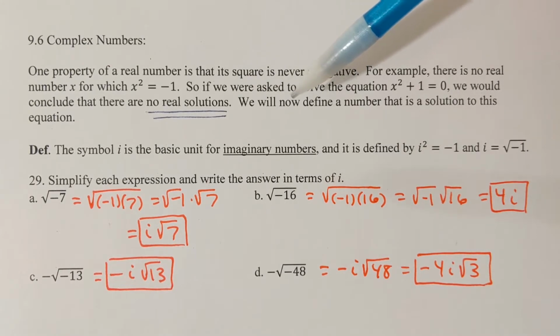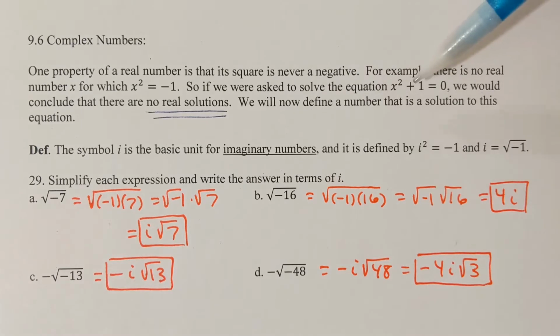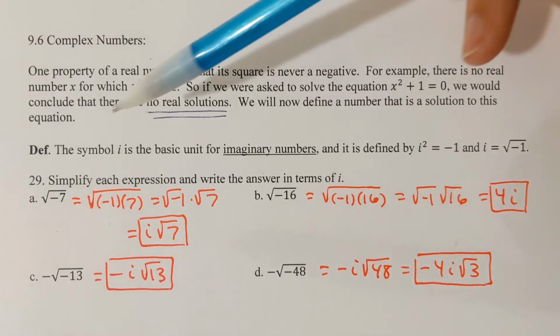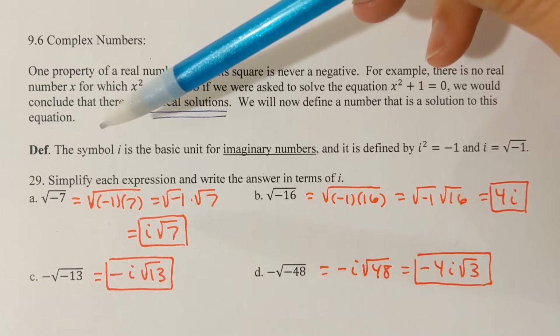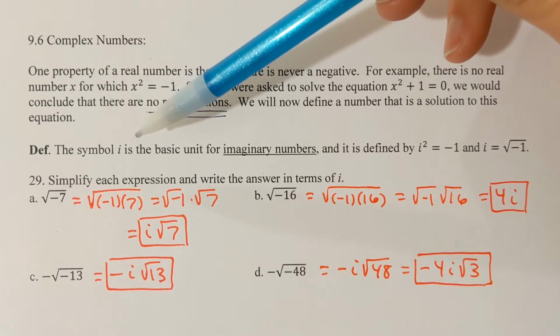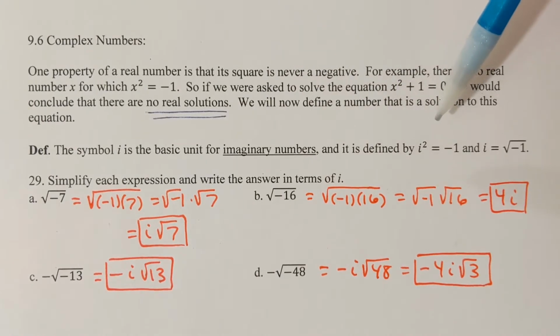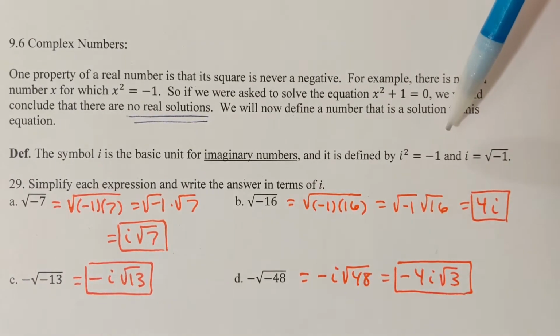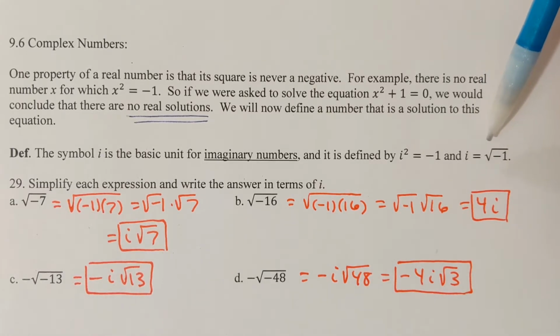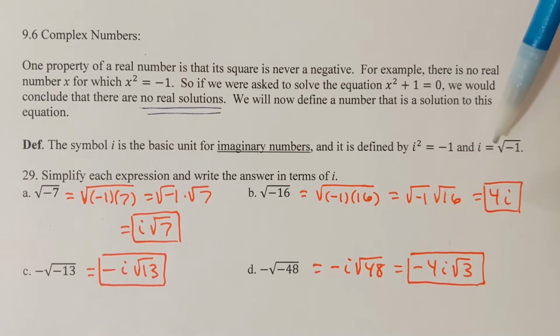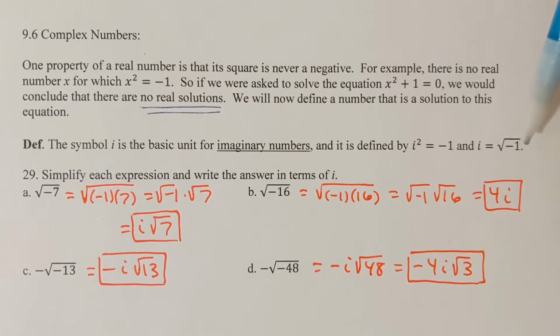Now, what we're going to do next is define a number that is a solution to that equation. Okay, here it is. Definition: the symbol I is the basic unit for what's called imaginary numbers, and it is defined by I squared equals -1. And I is defined to be the square root of -1. Okay. Earlier in the chapter, we talked about the square root of a negative, how that cannot be a real number, and that's true. But we're going to get more clarity on that now. We're going to talk about these imaginary numbers.